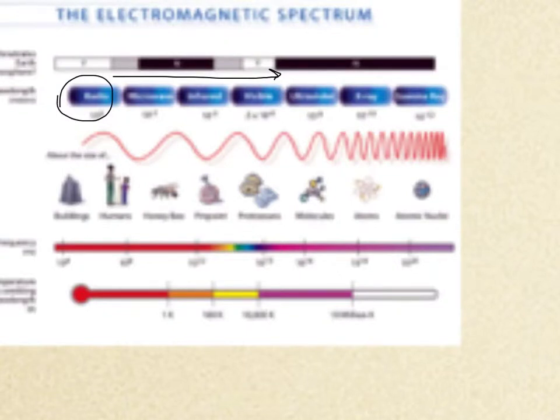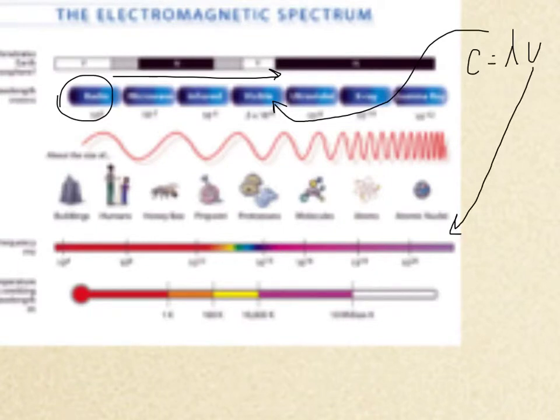Also, we need to remember how these are related, and that is by c equals lambda nu, where lambda is the wavelength, and nu is the frequency. Okay.